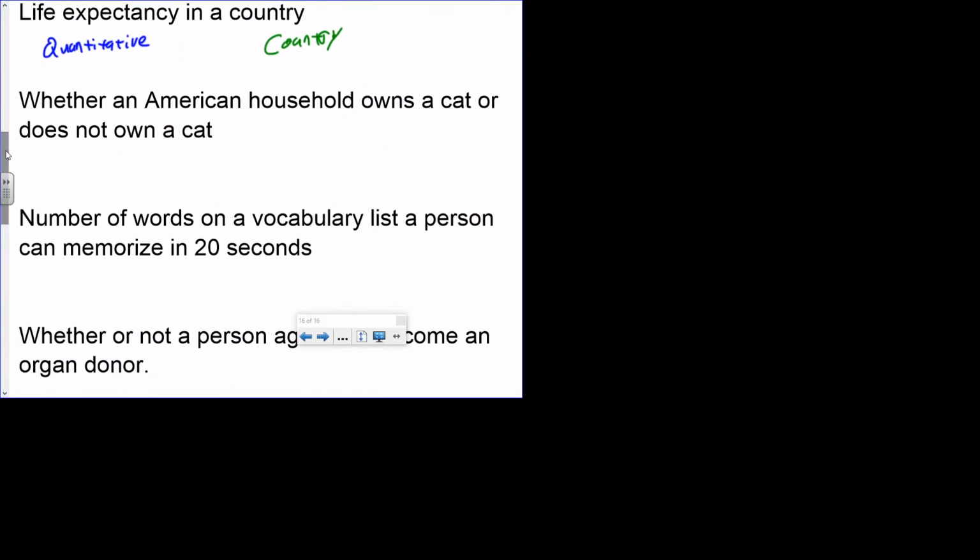Next one, whether an American household owns a cat or does not own a cat. So the question is, do you own a cat? Yes or no. So this is a categorical binary. You either do or do not own a cat. Now this answer is going to differ from, well, what are you interviewing? You're interviewing households. So that is the observational unit.